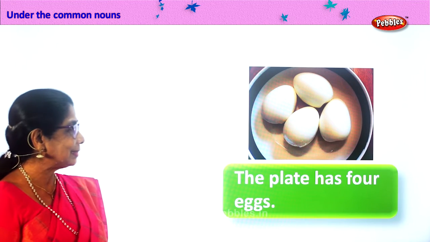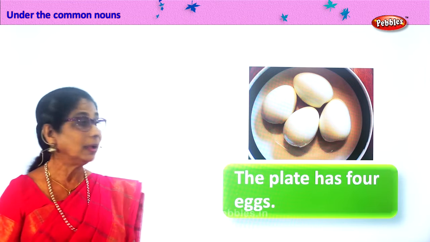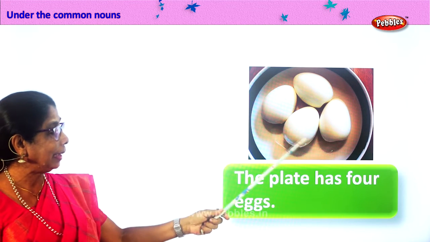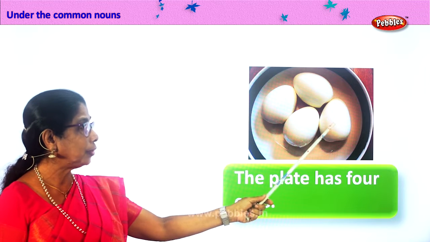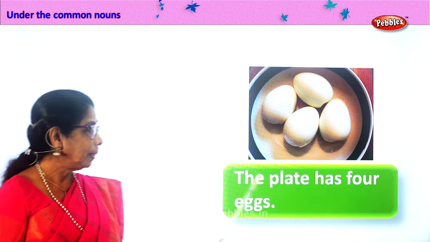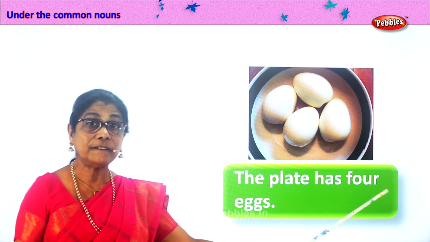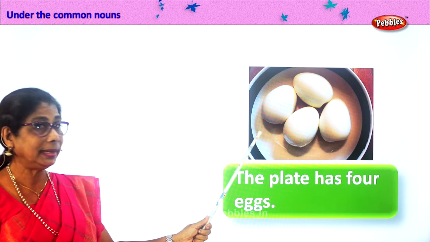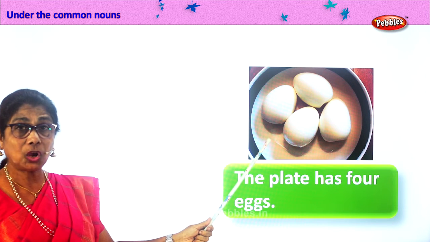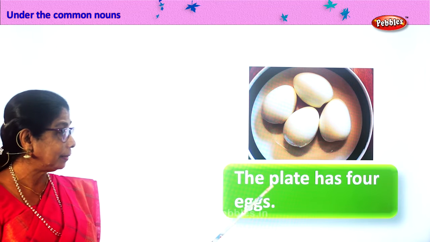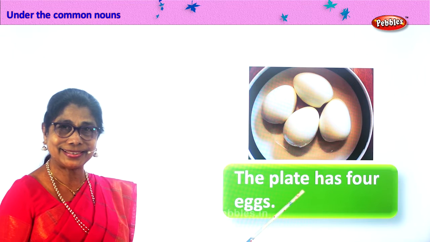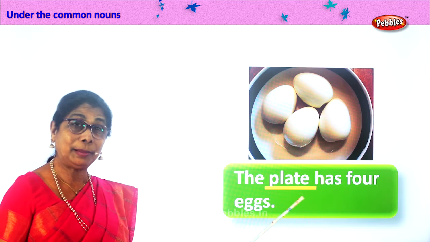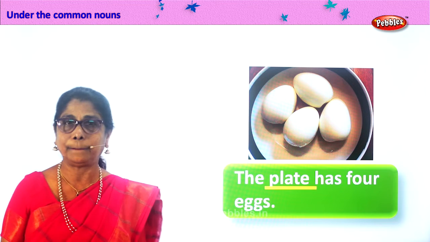Next sentence. Look. Here is a plate. There are boiled eggs in it. 1, 2, 3, 4. The plate has 4 eggs. Plate. That's the first common noun here. We underline plate. It can be any plate: glass plate, plastic plate, paper plate. And so plate is a common noun.